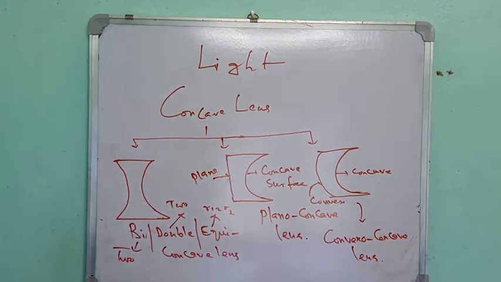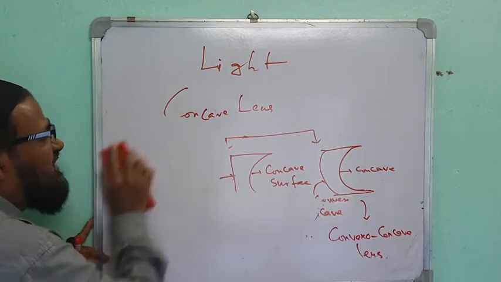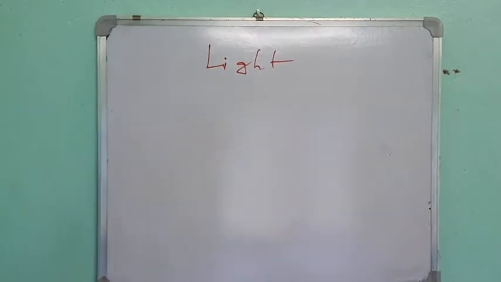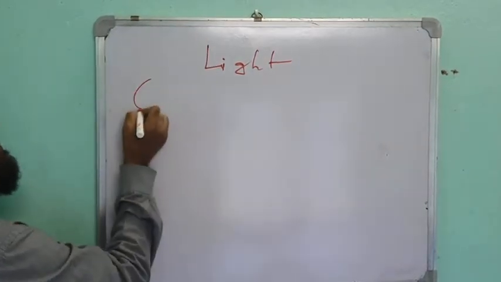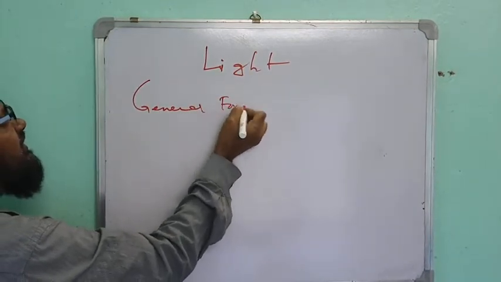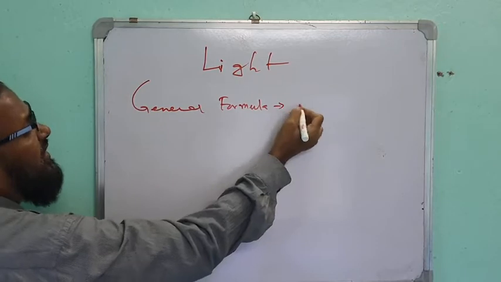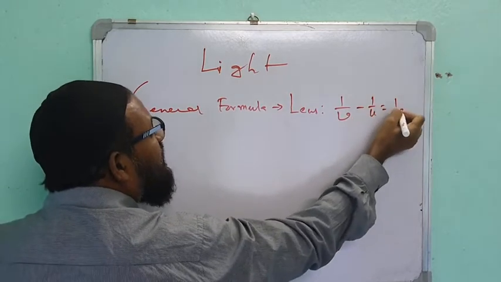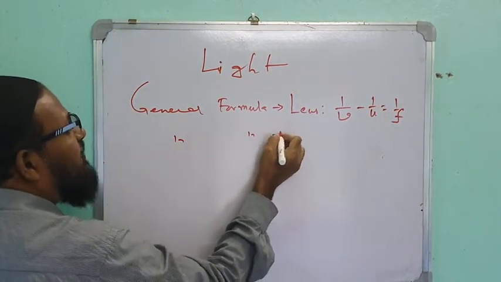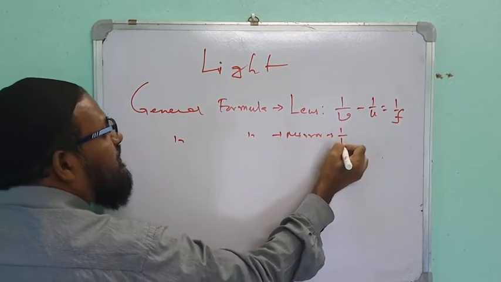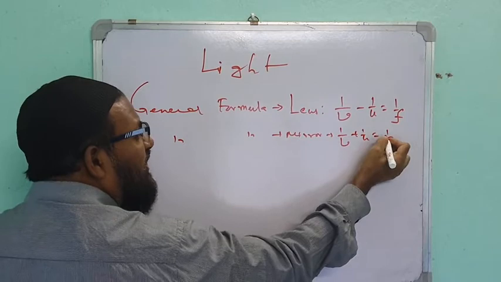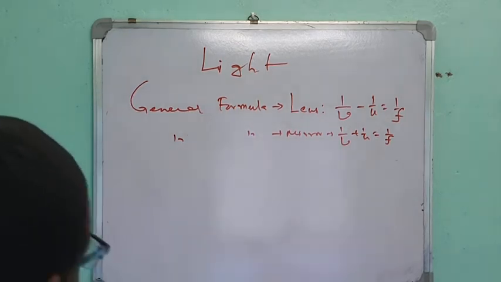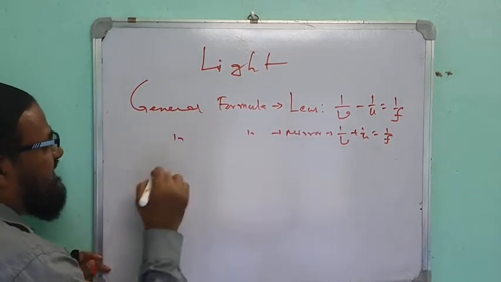Next. This is very important. The next part is the general formula for lens. What is the formula? 1/v minus 1/u equals 1/f. The general formula for mirror is different. Now, in this case, the formula.